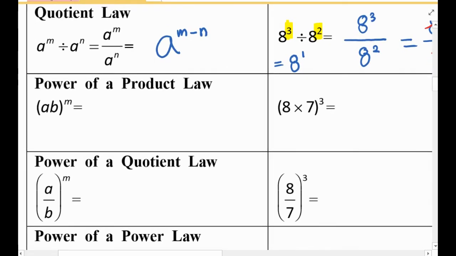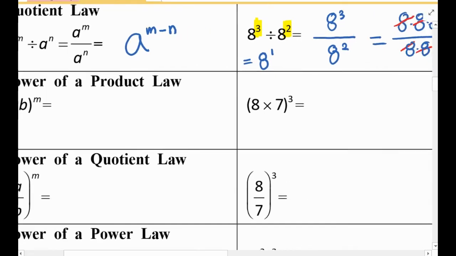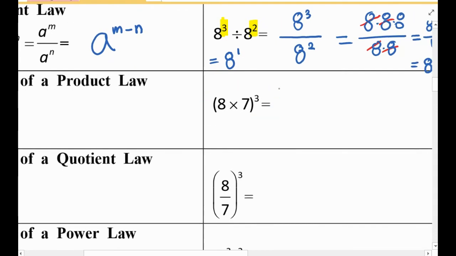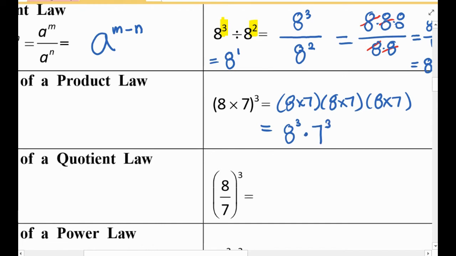Power of a product law. To do this, I want you to look at the example again. 8 times 7 to the power of 3. So directly in front of the exponent, you have a bracket. So you're just repeat multiplying the bracket 3 times. Then now, how many 8s do you have? You have 3 8s and 3 7s. 8 cubed times 7 cubed.